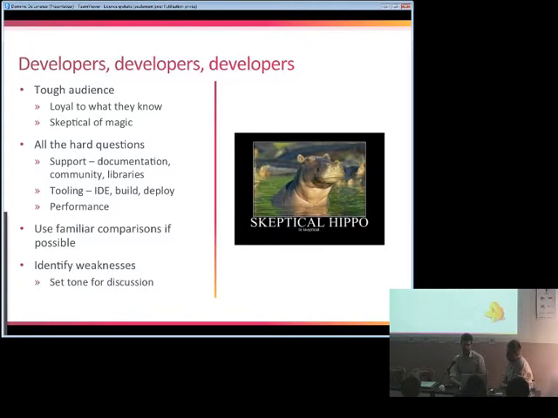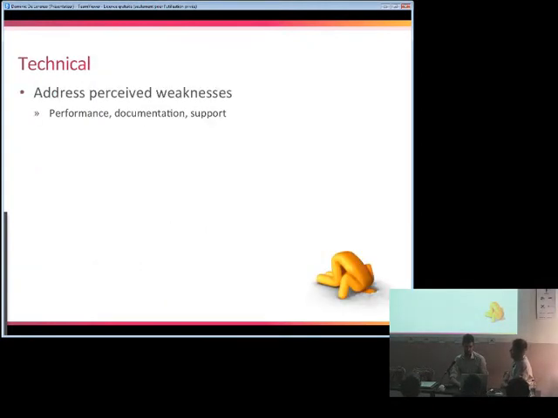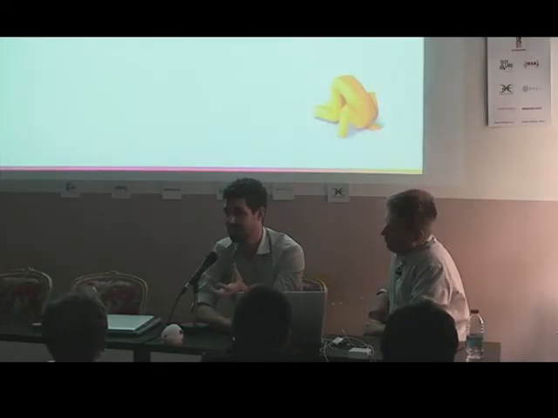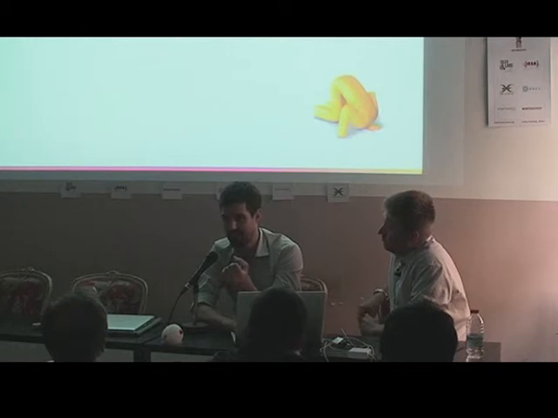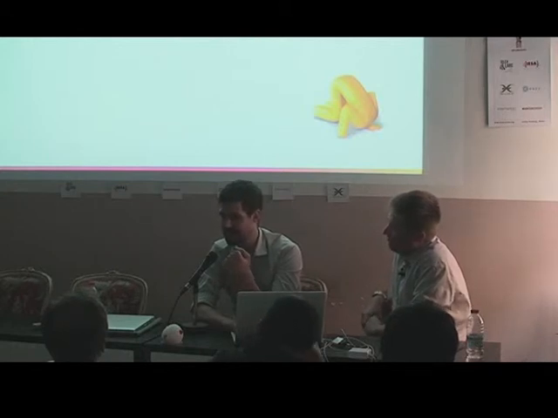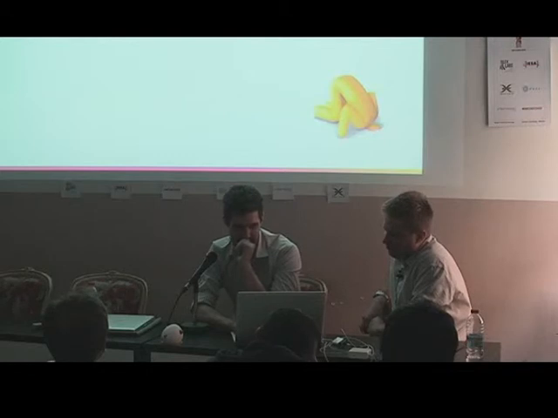There are some perceived weaknesses: performance, documentation, and support, which are really not a problem for Haxe. Obviously there's a slight overhead to cross-platform solutions, but I think Haxe, by the very fact that it compiles to native code, addresses some of those. Documentation: there is a lot of documentation out there. It's just poorly organized at the moment, and I think that's something we need to work on as a community. And support: I think we have a great community, and the mailing list is a pretty friendly place to be.